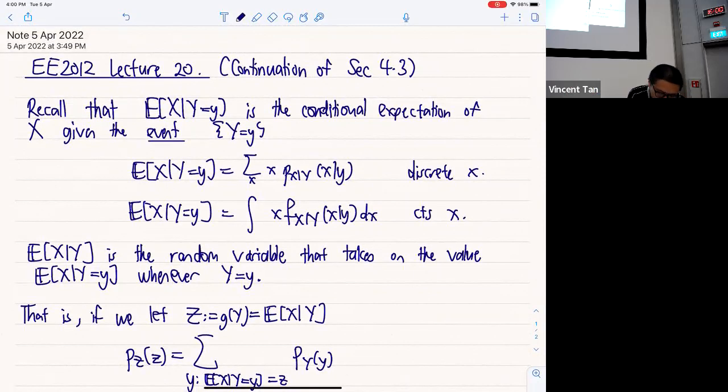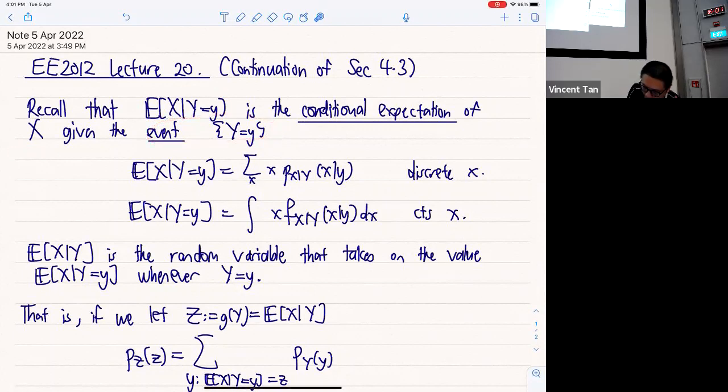So today we are going to continue our discussion of section 4.3. Section 4.3 is on conditional variance and conditional expectation. Last time we talked about conditional expectation, which is this object. Actually, there are two versions of conditional expectation. One is the conditional expectation of a certain random variable given an event.